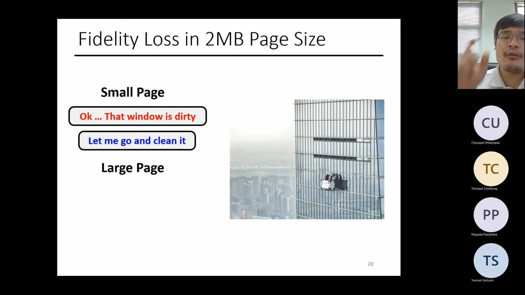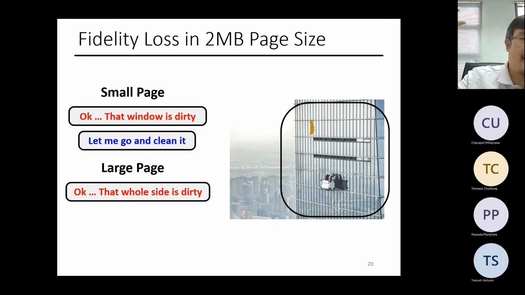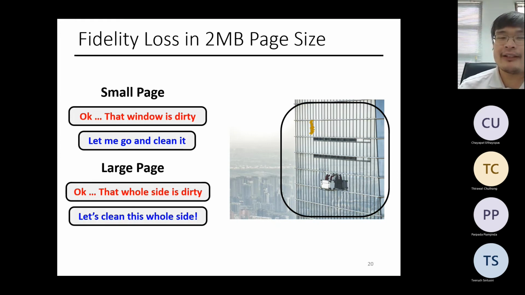With a large page, in the same case, you have one window pane that's dirty, and I need to clean that. But the problem with large page is I track this whole site, but I have no way to track each individual window pane, so I can't tell what part of this site is dirty, so I need to clean the whole thing. So that's one of the big problems in huge page that you run into right now.